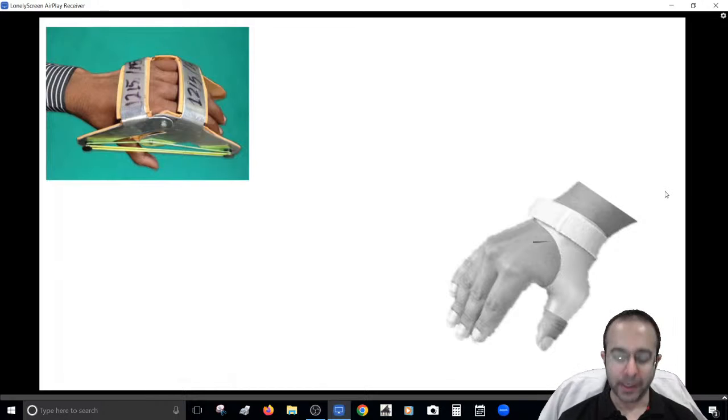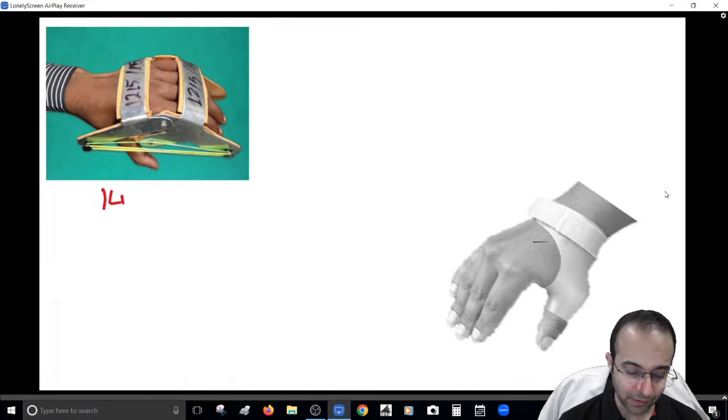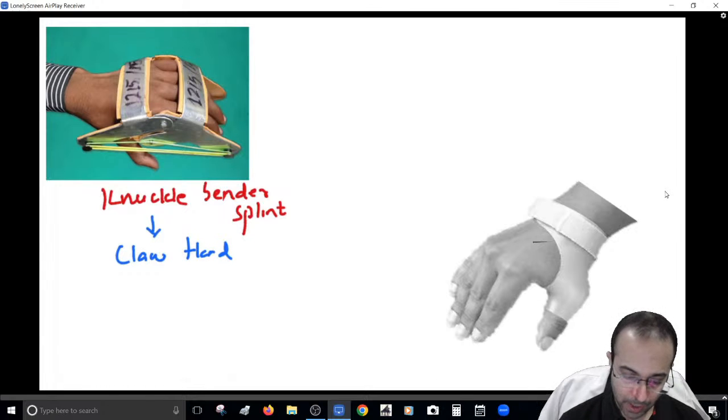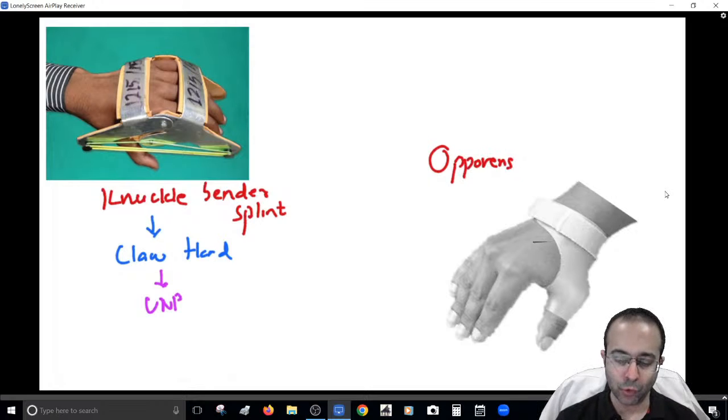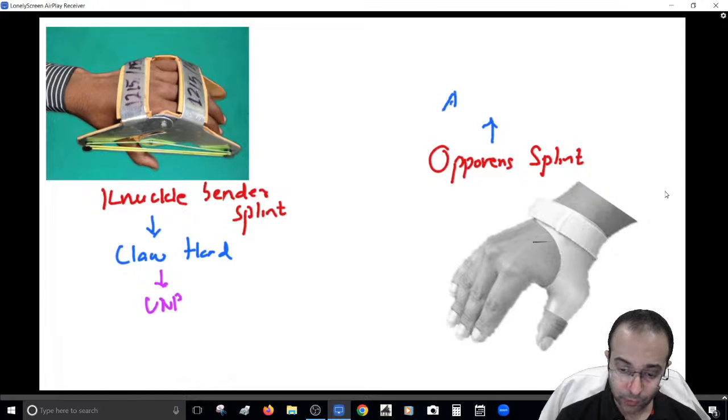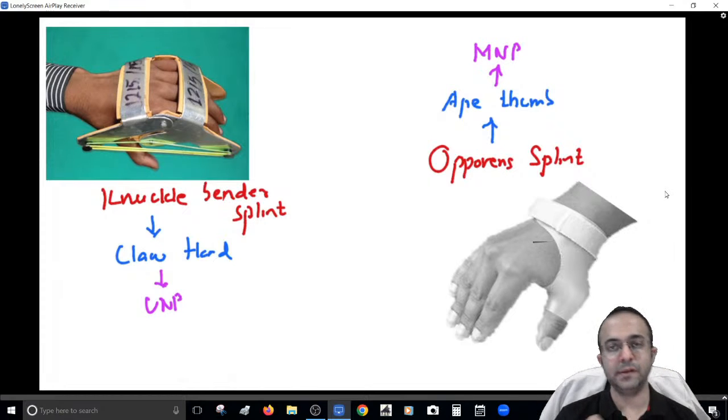Clear with that? And this is a knuckle bender splint. Okay, the knuckle bender splint is basically the splint that's useful for cases of claw hand, and claw hand you find in ulnar nerve palsy. And what you see over here is very popular opponens splint. This is given for ape thumb, and this would generally be the presenting sign of a case of median nerve palsy.